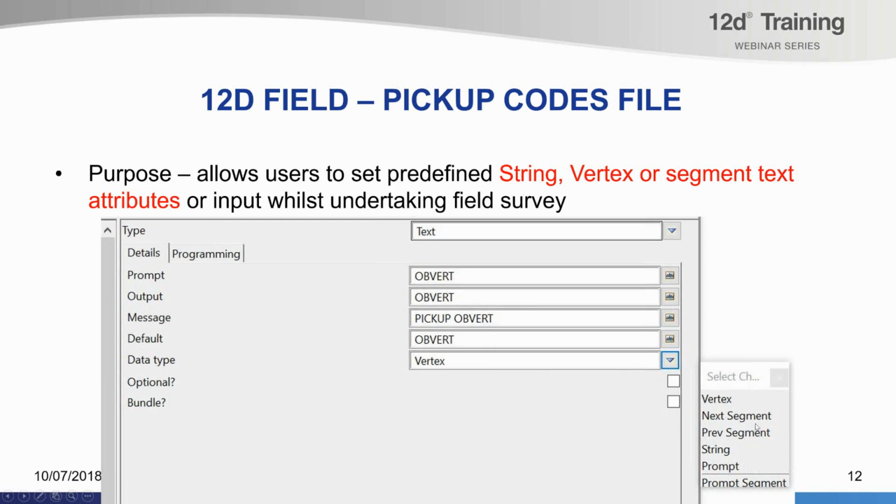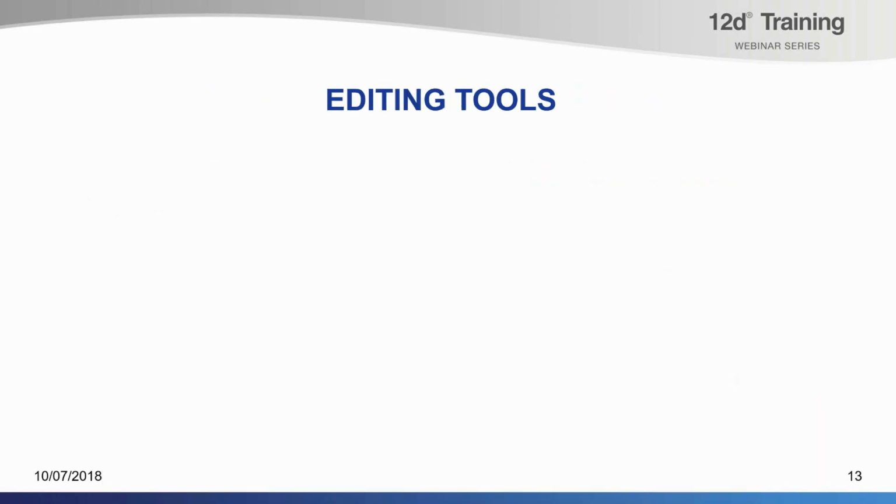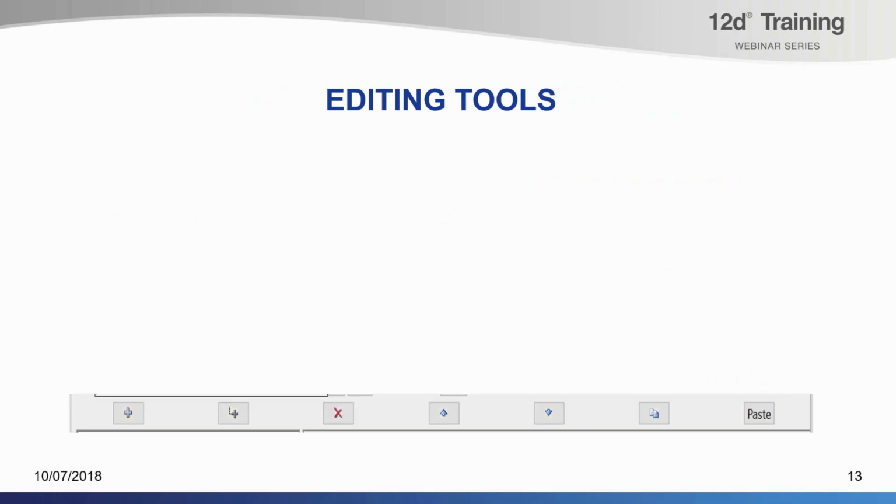And for that list down there, you've got the data type. In this case, it's going to be placed on the vertex, but you've also got down here the next segment, previous segment, the entire string, a prompt, or the prompt for a segment. So it allows you to customize and be flexible in the way you actually pick up the detail within 12D field.